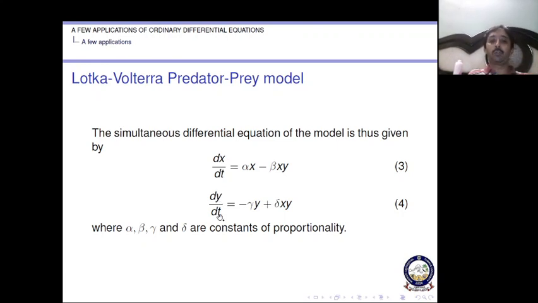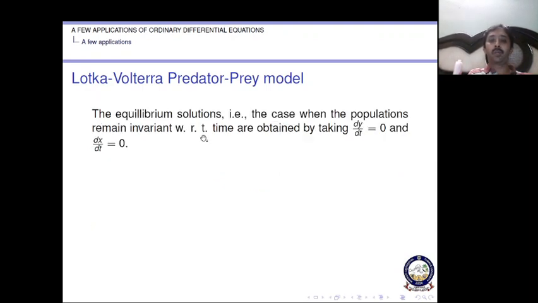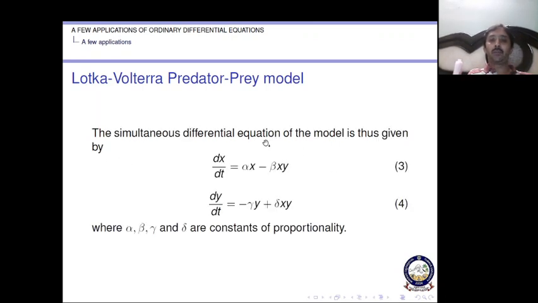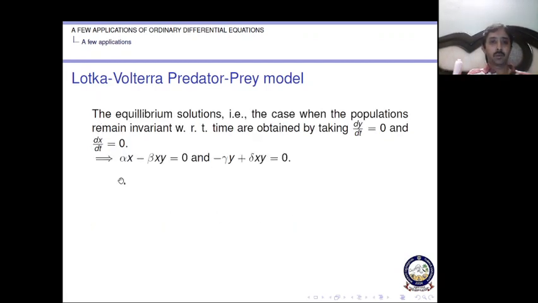There should be no change whatsoever, right? So that equilibrium solution is obtained when we take dy/dt equal to 0 and dx/dt equal to 0. And that means we are supposed to take αx − βxy equal to 0 and −γy + δxy equal to 0. Right? Now these two together are basically two simultaneous equations.